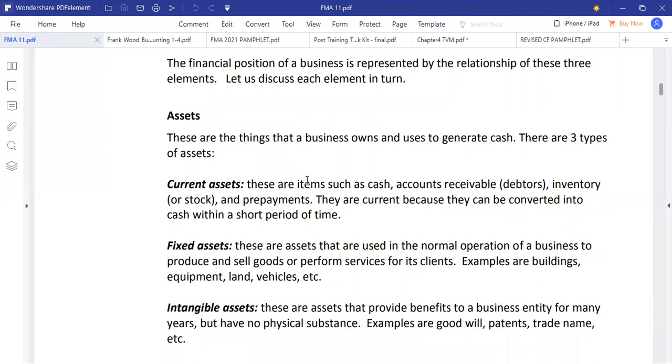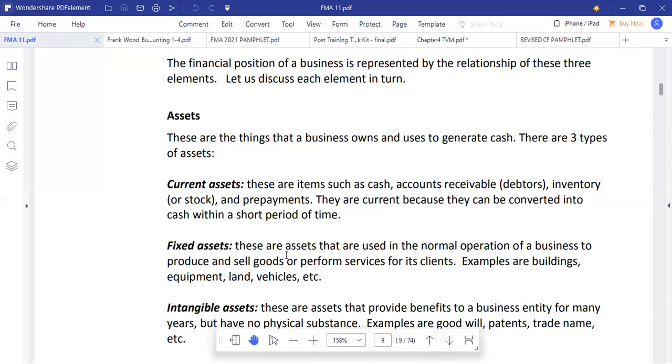So when you're dealing with current assets, we're looking at assets that are easily converted into cash within a period of 1 year. So the current assets that a business may have are cash, accounts receivable, these are our debtors, the people that owe us money, inventory, which we also call stock, prepayments, which we call money paid in advance. So the current assets are called current because they can be converted into cash within a short period of time.